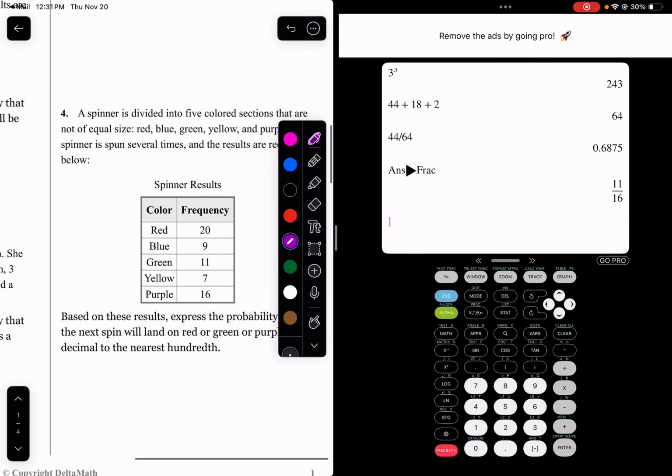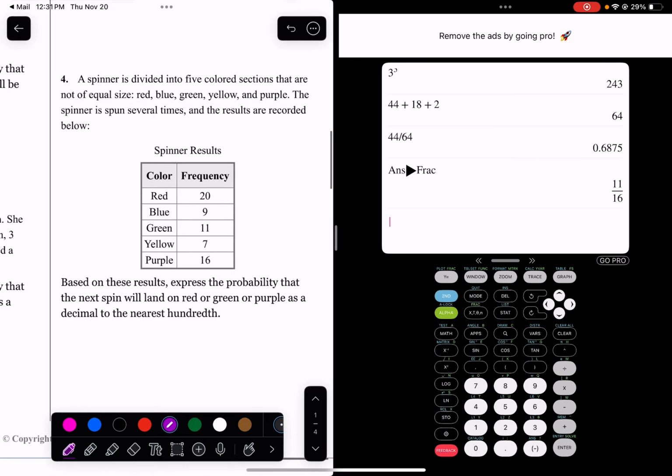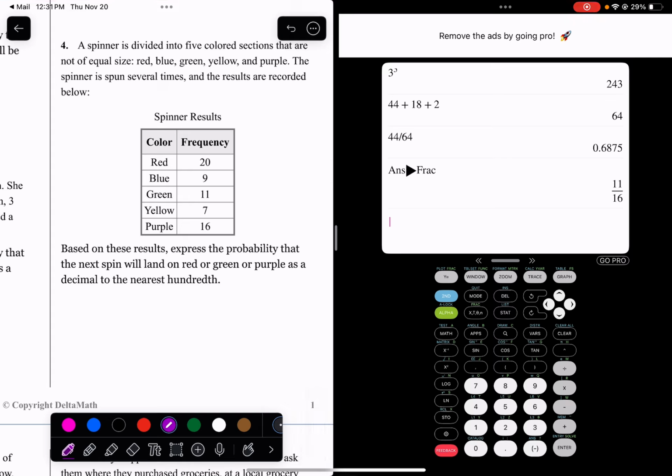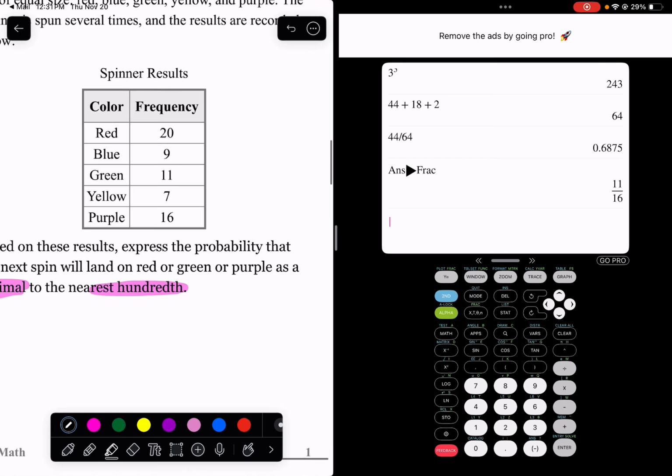All right, let's try this one here. Number 4. It says a spinner is divided into 5 colored sections that are not of equal size. The spinner is spun several times, and the results are recorded below. Based on these results, express a probability that the next spin will land on a green or red or purple as a decimal to the nearest hundredth. So they want us to give our answer as a decimal, and they want it to the nearest hundredth. So hundredth is 2 decimal places.